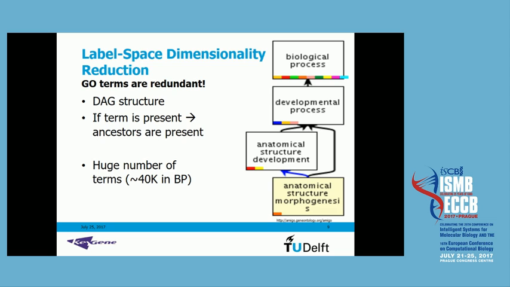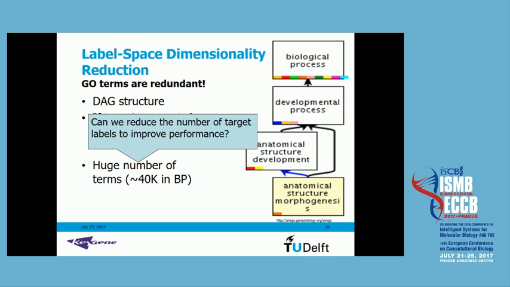And if you combine that with the huge number of terms that are available in the ontology, especially in the biological process, then we think that maybe the classifier's job is too difficult. So we try to make it easier for the classifiers. We try to exploit this redundancy in the gene ontology, reduce the number of labels that the classifier has to learn with the hope of increasing performance.